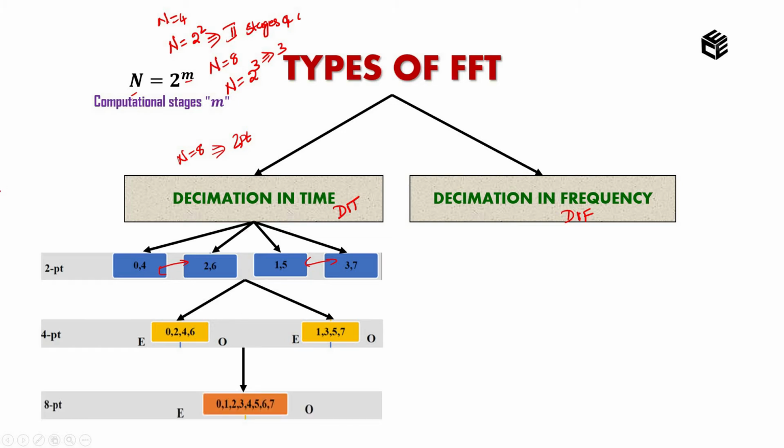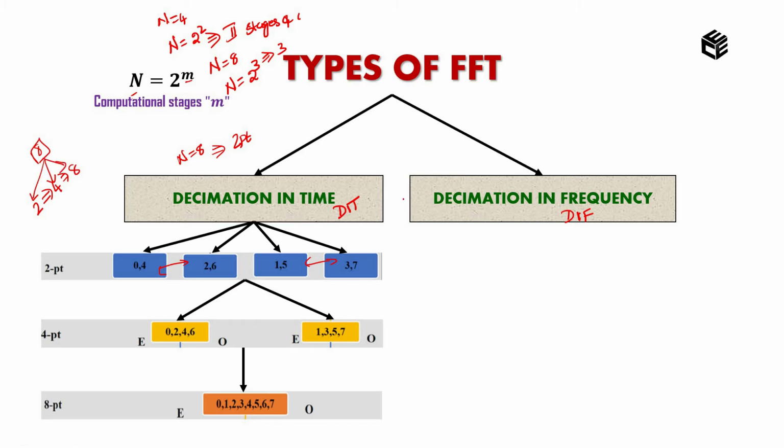As a whole, we can say that decimation in time follows 2-point, 4-point and then 8-point. Understood? That is, the 8-point sequence can be carried out as 4 sets of 2-point sequences, the second computation is 2 sets of 4-point sequences, and the third one is a single set of 8-point sequence.